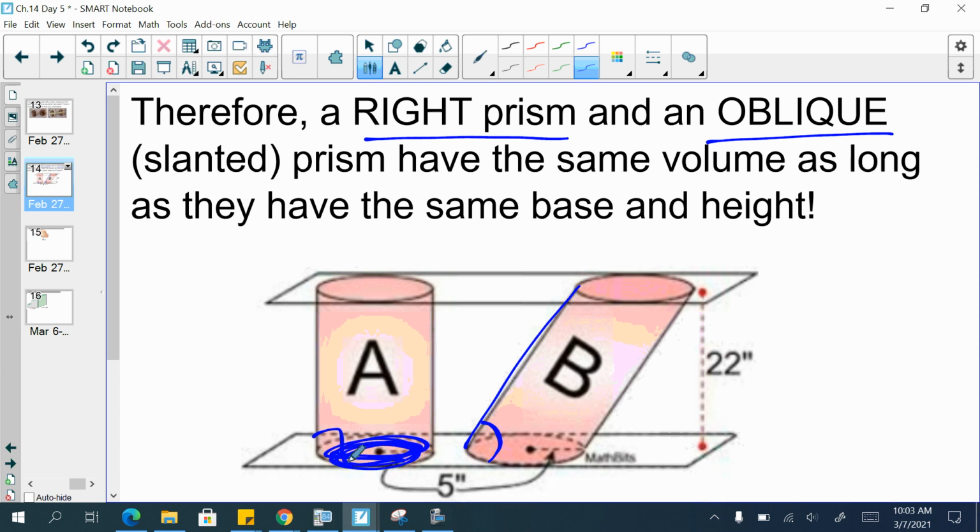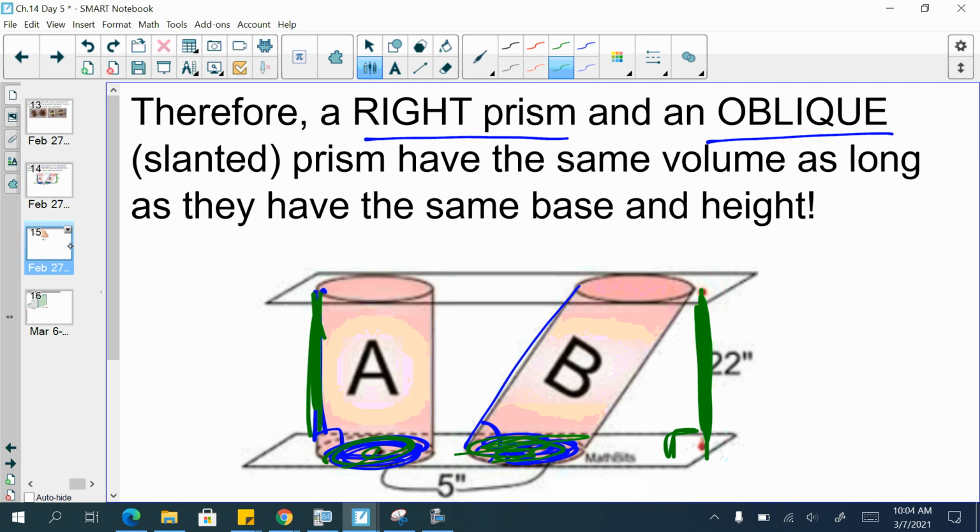If they have the same base area and the same height, you just have to make sure you would never measure it like this, okay? You're going to have to measure it perpendicular to the base, so it would have to be drawn in outside. But if this number is the same as this, if they have the same height and the same base area, their volumes will be the same, okay?